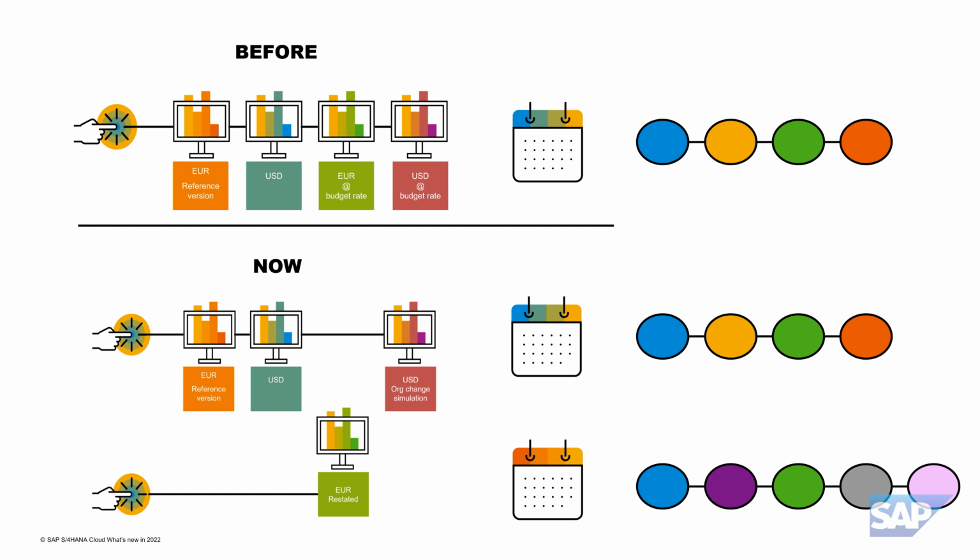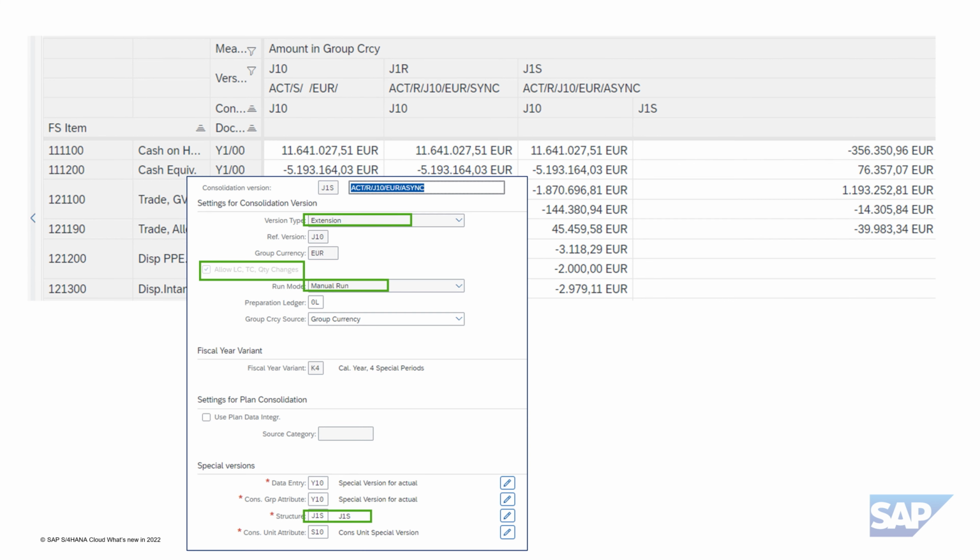Looking at the restated results in group data analysis, in our example for version J1S, we see the original values from the reference version J10 and the restated values in the extension version J1S. In the version settings, we're decoupling the processing of the extension version from the reference version by setting the run mode to manual. We can also make different settings such as the structure version in the extension version to enable different processing parameters to the underlying reference version.